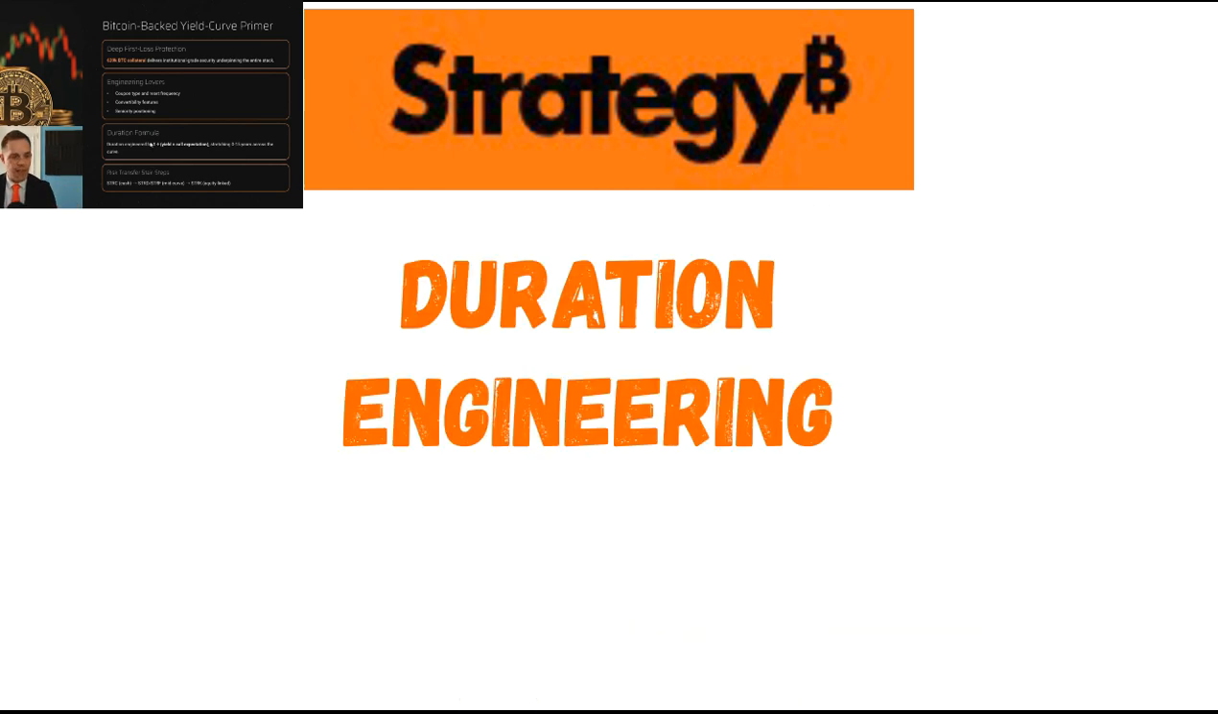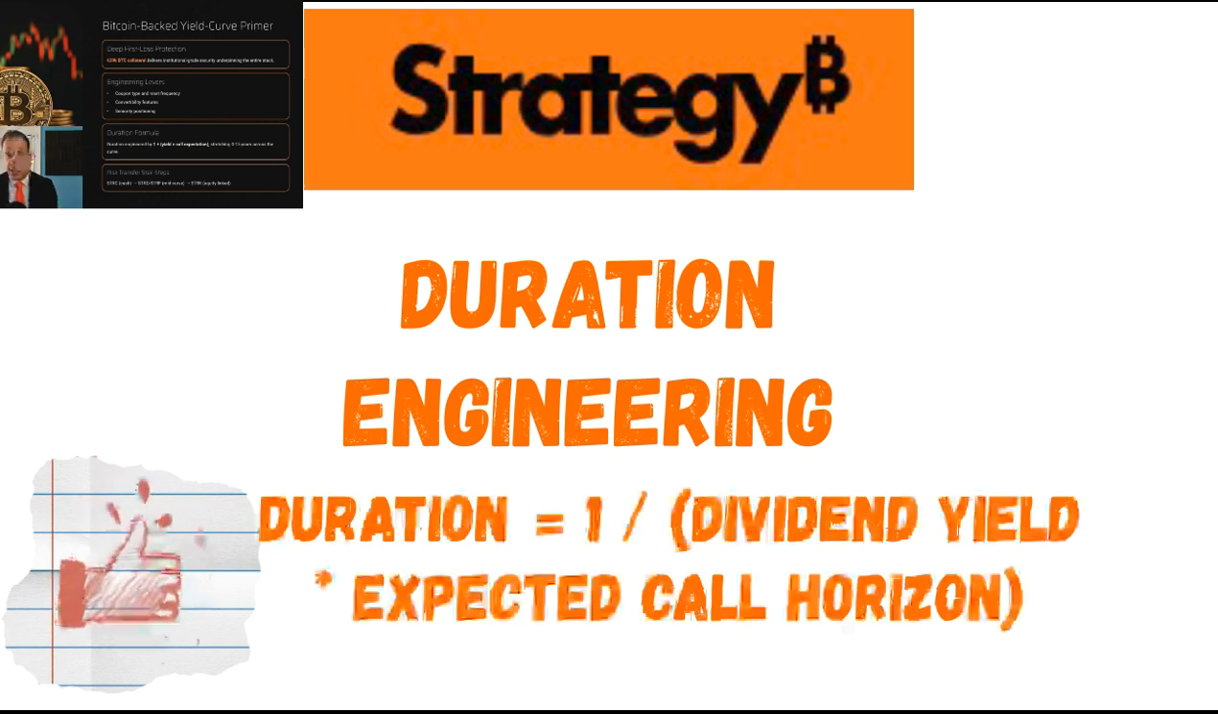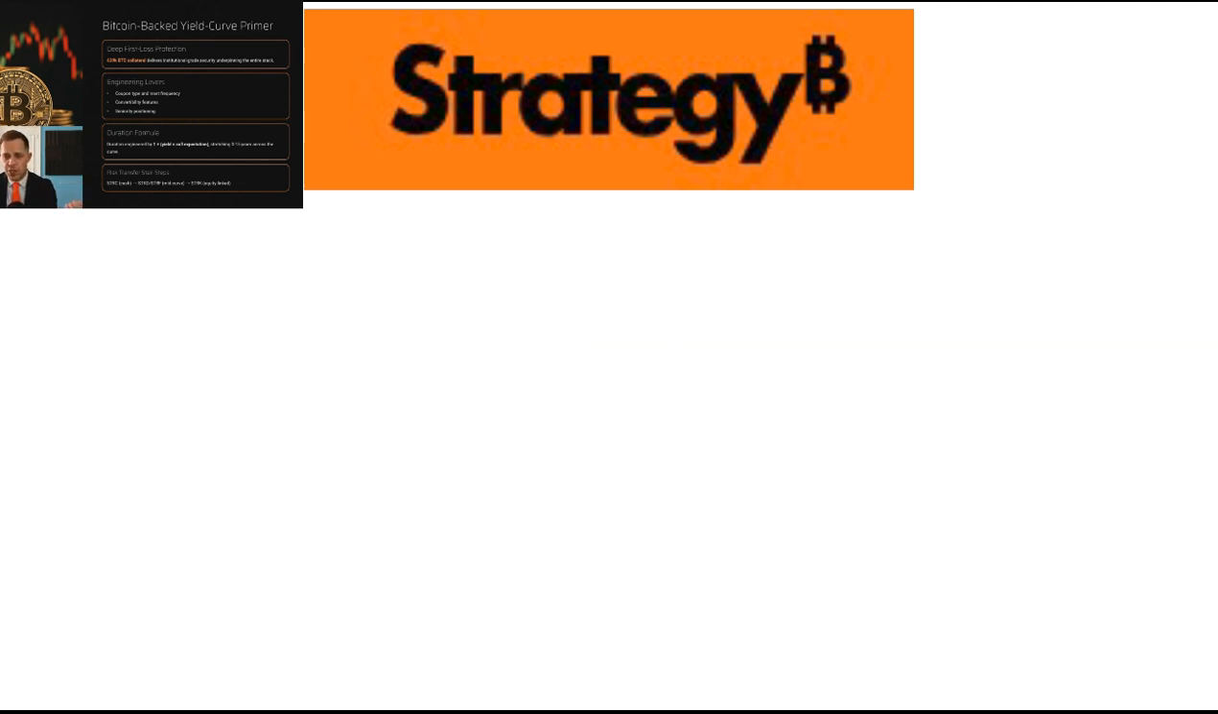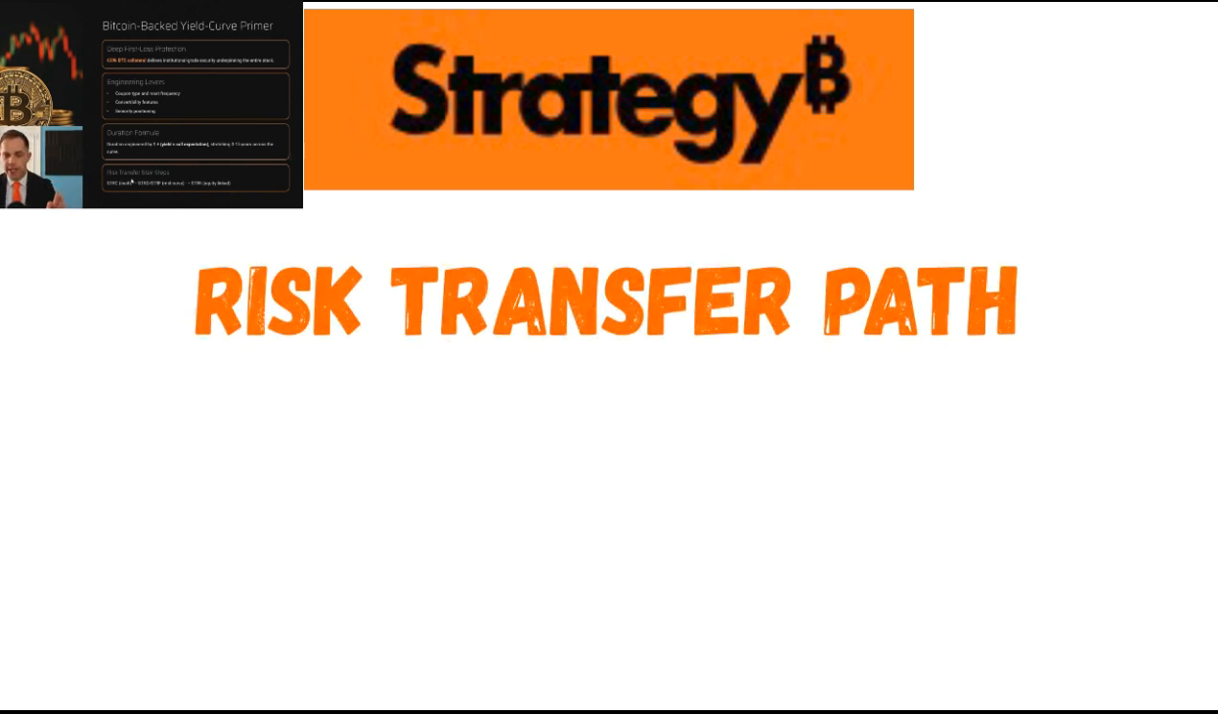And then third is duration engineering. For perpetual preferreds, the simple rule of thumb is duration equals 1 divided by the dividend yield multiplied by the expected call horizon. So by trimming or extending the yield and the likelihood of a call, Strategy stretches effective duration from roughly 0 years at the front end to about 15 years at the long end. And then fourth is a risk transfer path. The result is a very clean staircase.